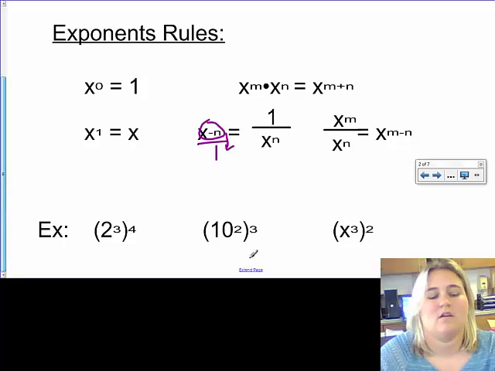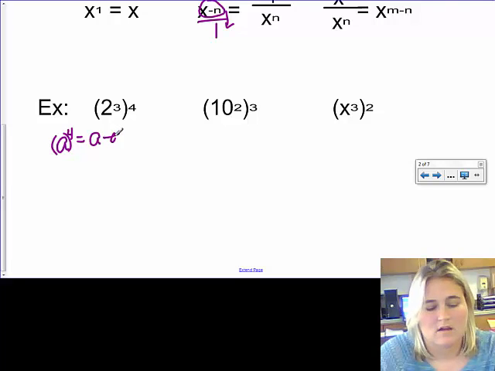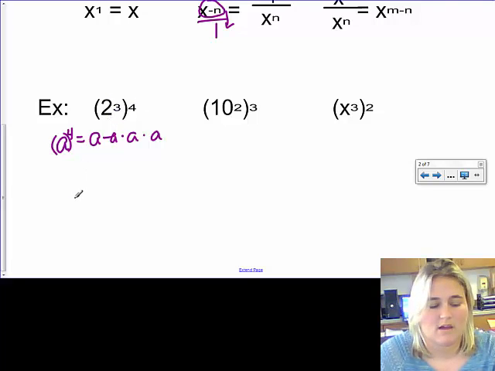So our first example has 2 to the third to the fourth power. I want you to think about what that actually means. If I had given you a to the fourth power, and I'll even put a in parentheses like they have it here, I hope that you remember that this would mean a times a times a times a, which would be a times itself 4 times. Well, in this case, we have 2 to the third to the fourth power, which means I'm going to take 2 to the third times itself 4 times.